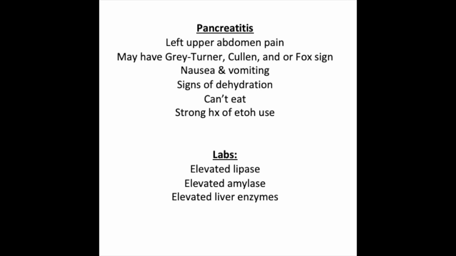extremely important question to ask when you're trying to determine what the cause of the abdominal pain is before you've done any labs and/or tests. Some labs that are often elevated with pancreatitis include lipase, amylase, and liver enzymes.